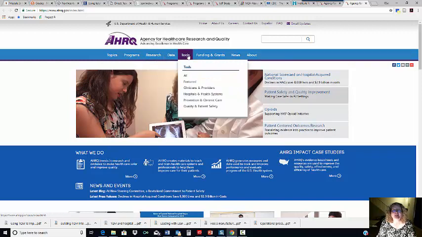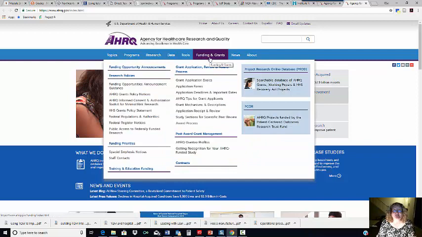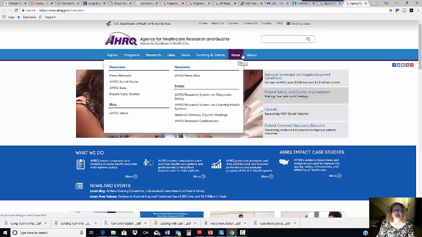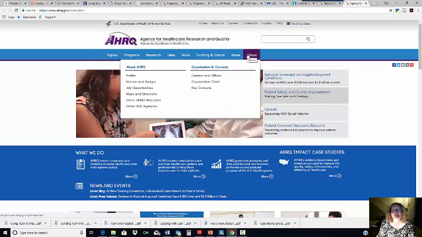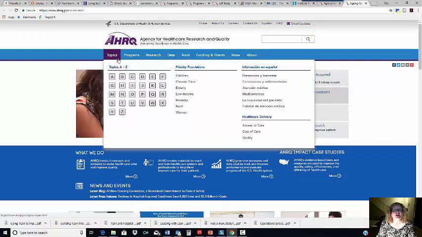They have data. There are different tools, and so you can see that there are specific tools for quality and patient safety. Funding and grants. If you have some new process you want to fund, you may be able to find funding there. They'll have the latest updates and then explanations of what and who they are.